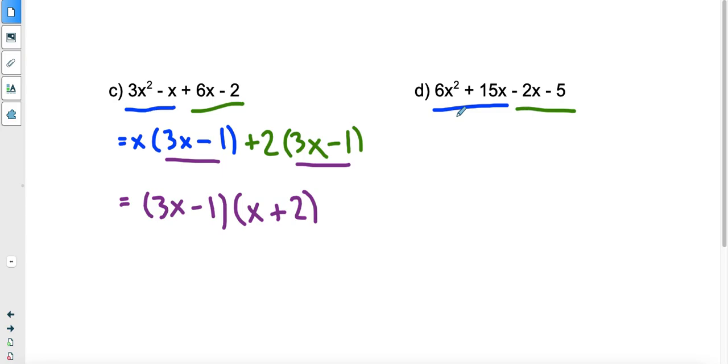Well, first of all, I know the biggest number that goes into both 6 and 15 is going to be 3. Right? Because 3 times 2 gives me 6, and 3 times 5 gives me 15. 3 is the largest number that goes into both 6 and 15, so I can common factor out a 3. Also, both of these two terms have an x, so I can also common factor out an x.